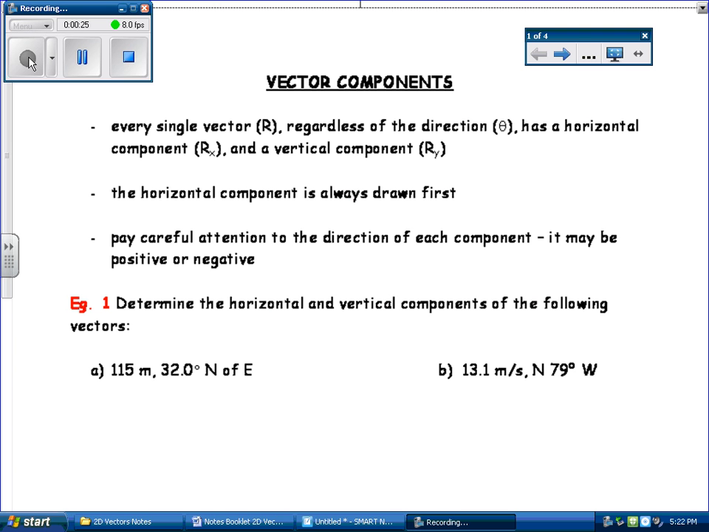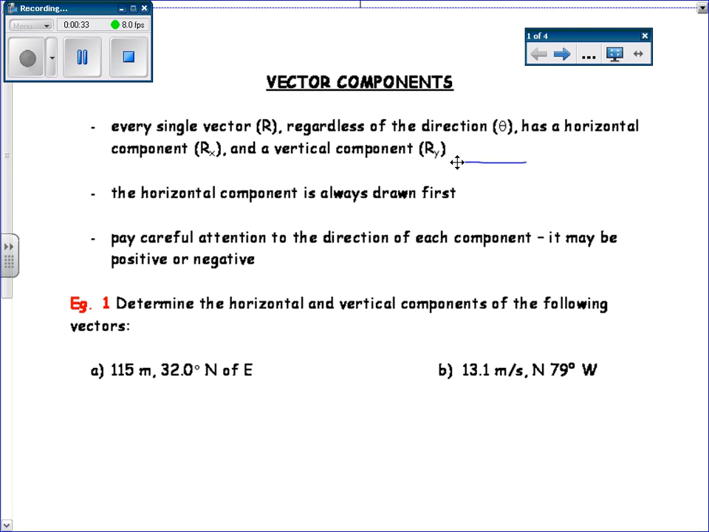So every single vector, regardless of its direction, has a horizontal component and a vertical component. Even if you just have a horizontal vector, like 10 meters east, it just has a horizontal component. So you would write that as dx equals 10 meters, and for that particular vector, dy would equal 0 meters. If you had a vertical vector, so let's say 10 meters south, that one has no x component. There's no horizontal component to it, and its vertical component would be 10 meters, but not just 10 meters, it would be negative 10 because it's in a negative direction.